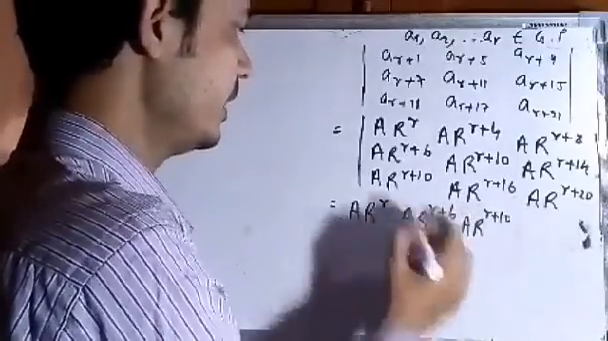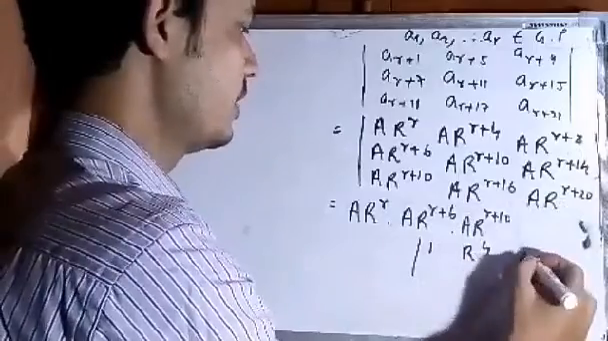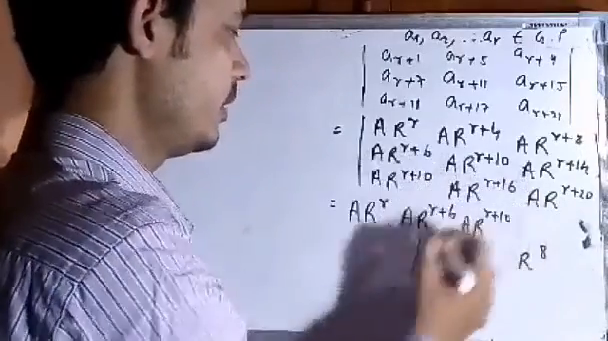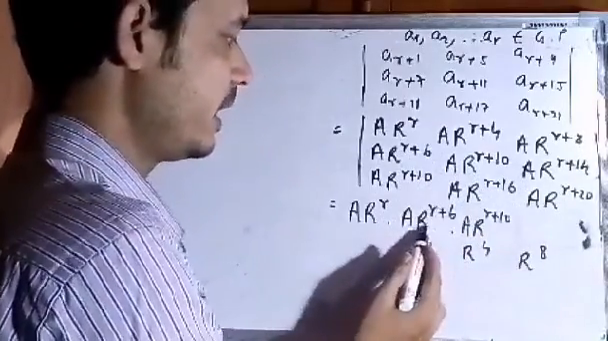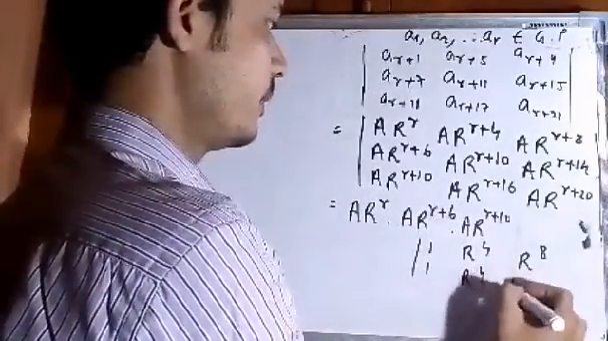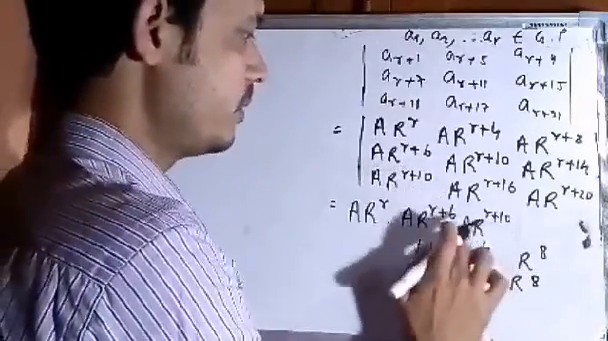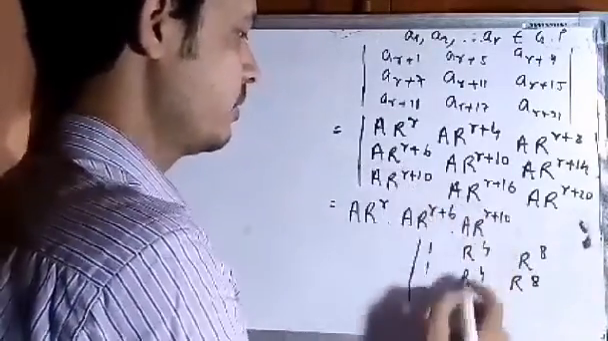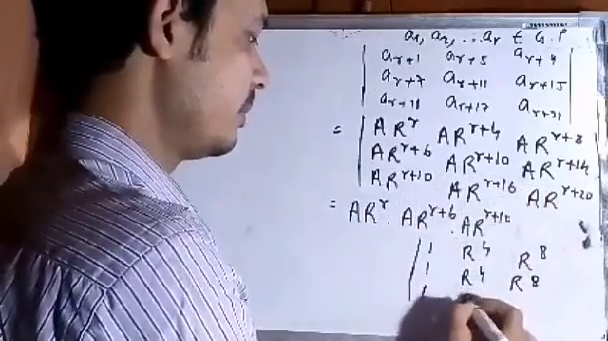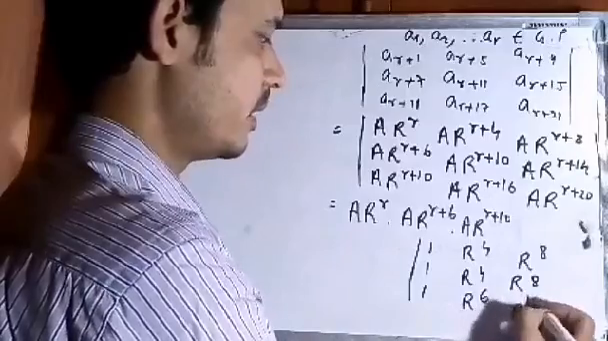After taking common, we have the determinant. First row becomes 1, R to the power 4, R to the power 8. Second row becomes 1, as we have taken A R to the power r plus 6 common; the second element becomes R to the power 4 and this becomes R to the power 8. Third row, as we have taken A R to the power r plus 10 common, becomes 1, then R to the power 6 and R to the power 10.